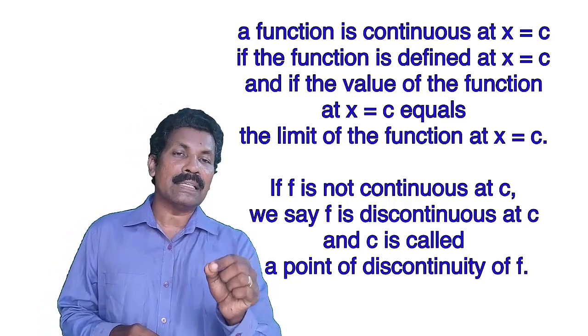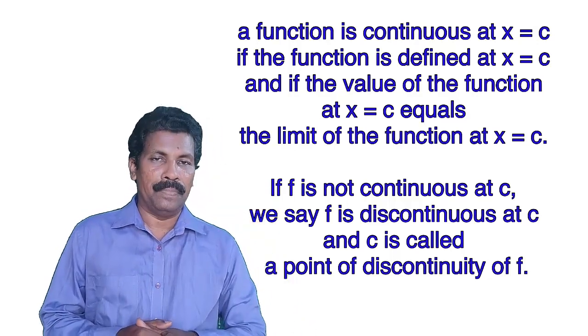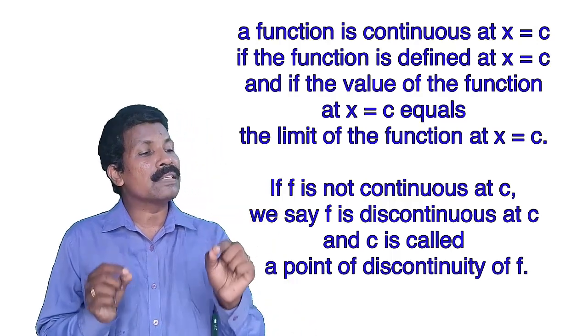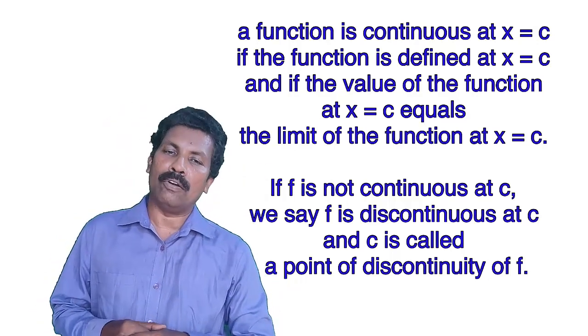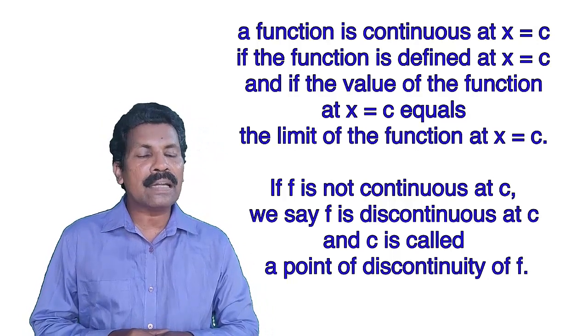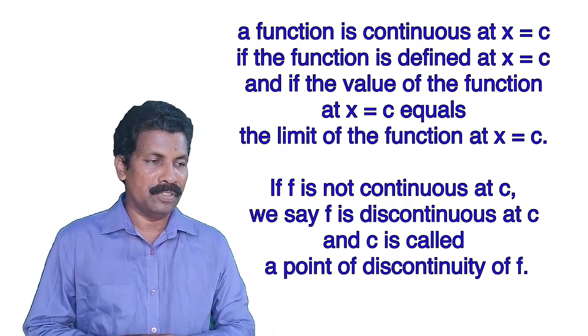If the function is not continuous at c, then we can say the function is discontinuous at that point c, and c is called a point of discontinuity of f.